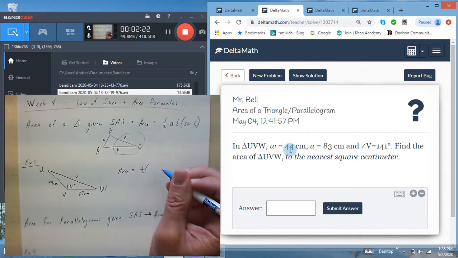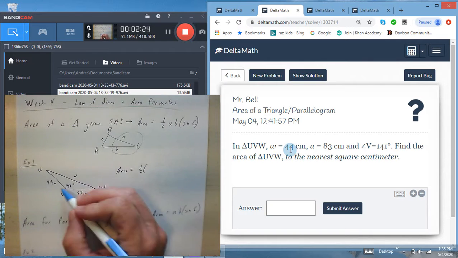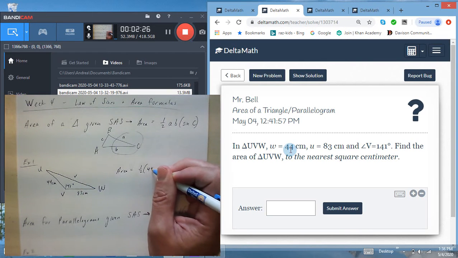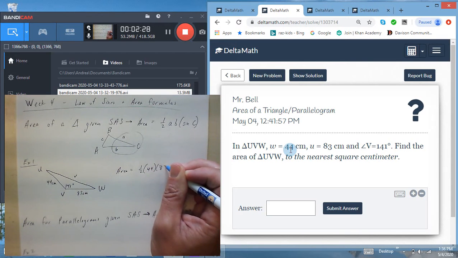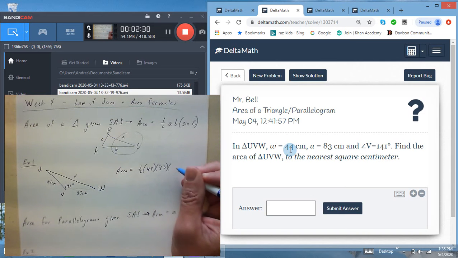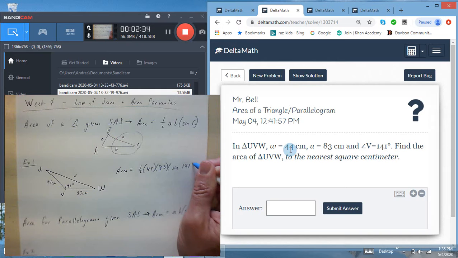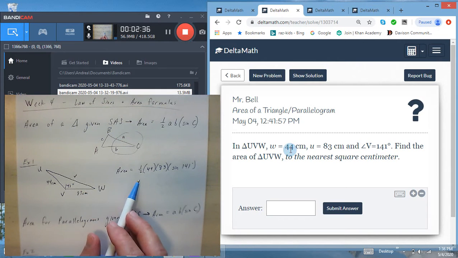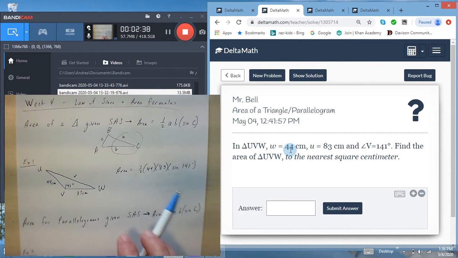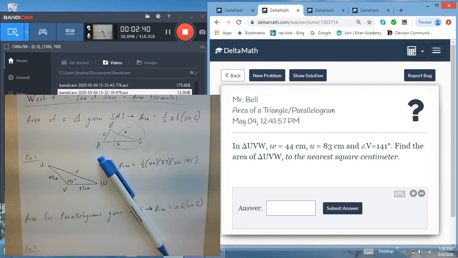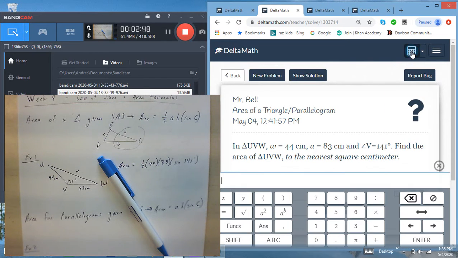So 1/2 times the 2 sides. Doesn't matter which one you go with first. Times the other side. Times the sine of the included angle of 141 degrees. Okay, so let me show you how we can use Delta Math's calculator to punch this in. Remember, this is when you're ready to punch in the answer. So if you want to do some calculations, go all the way to the top up here and use this calculator.